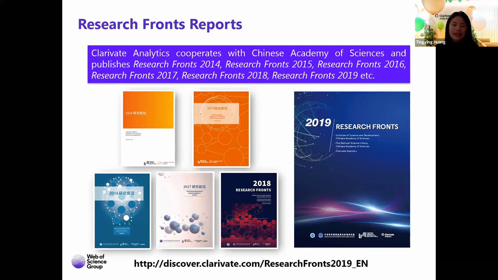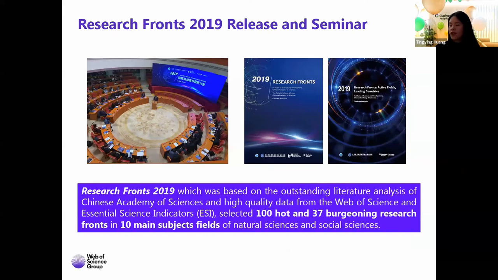We at Clarivate Analytics cooperate with the Chinese Academy of Sciences to publish research fronts reports every year from 2014. With the link here, you can download the latest one, Research Fronts 2019, issued last year in early November. Grounded on the outstanding literature analysis of the Chinese Academy of Sciences and high quality data from Web of Science and the ESI platform, Research Fronts selected more than 100 research fronts in 10 research areas and disciplines of natural science and social science also.